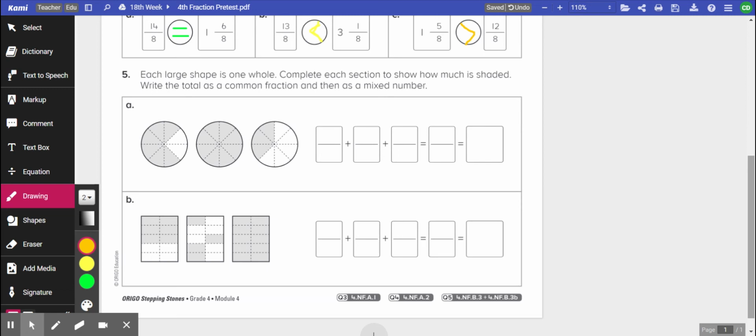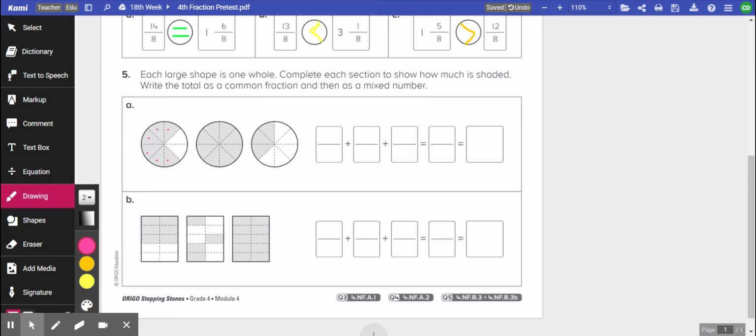So each large shape is one whole. Complete each section to show how much is shaded. Then I need to write the common fraction or mixed number. And then the common fraction or improper fraction, and then the mixed number. So the trick here, whatever I see here that's filled in, that's going to go in this first box. Second shape goes in the second box. Third shape goes in the third box.